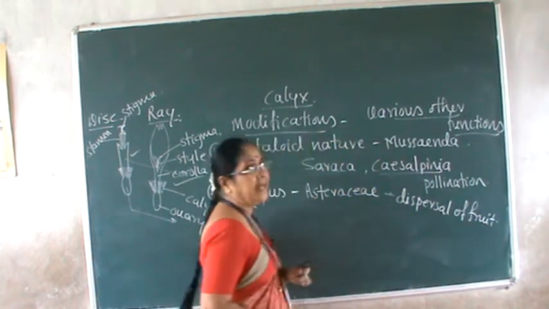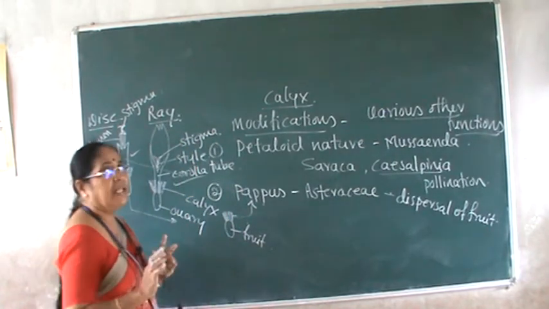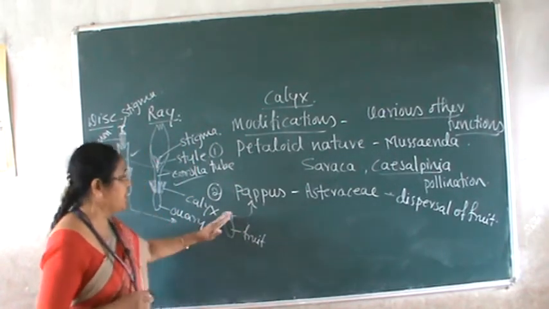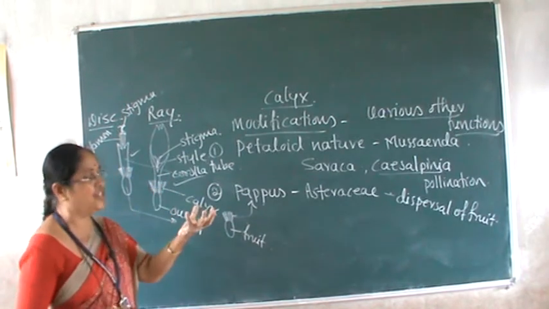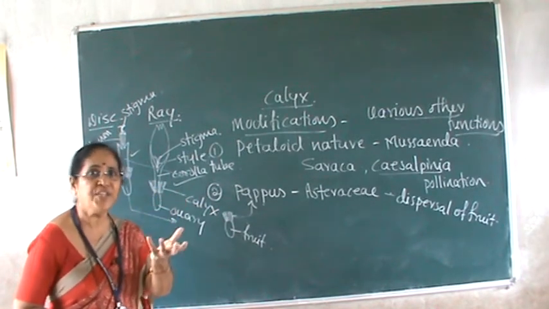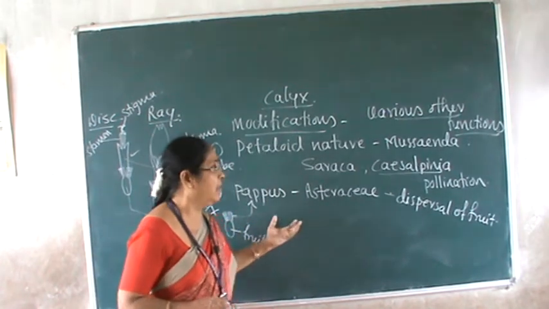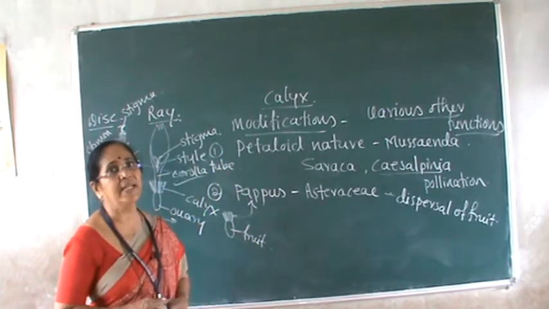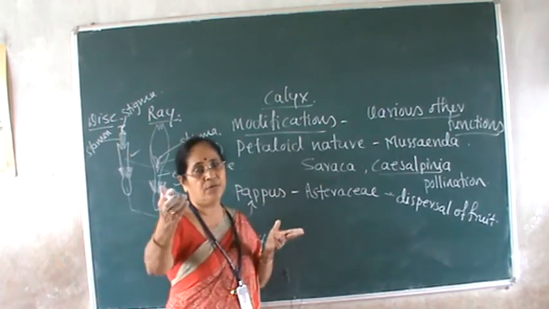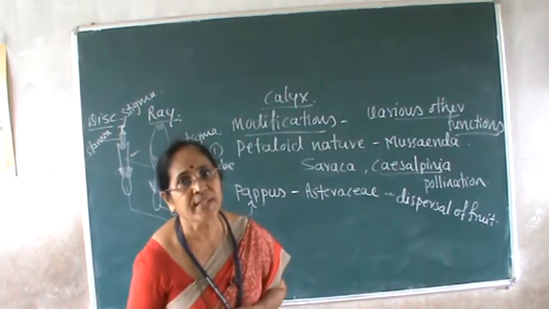It's a very important and exclusive character of the Asteraceae family members. It is a persistent modification, a crown of hairy structure present on the top of the ovary, which exhibits a parachute mechanism of dispersal, floats in the air and falls somewhere else. That is why we get all these weeds along the ground or on the roadside.